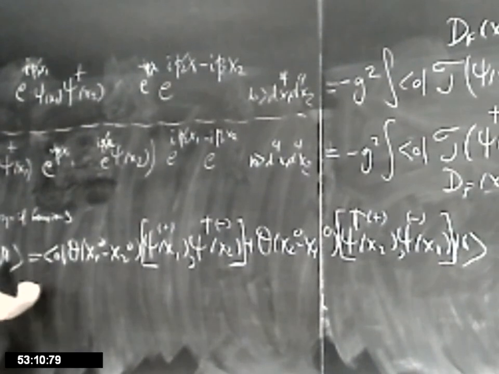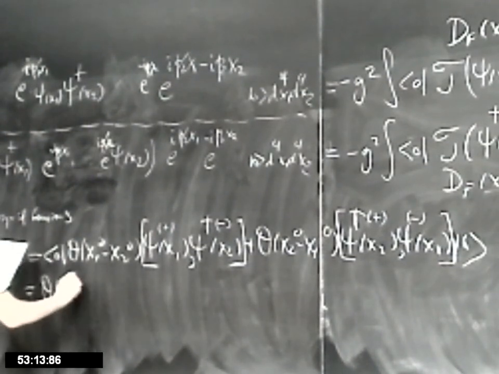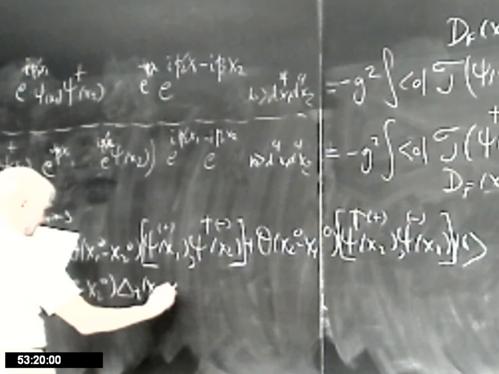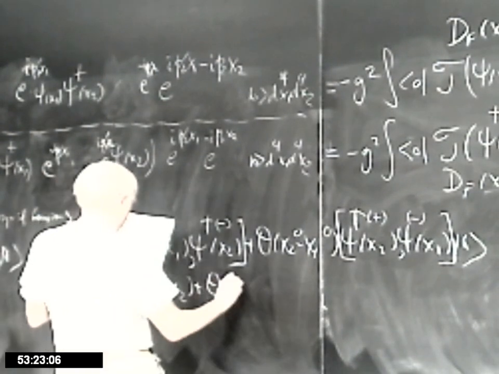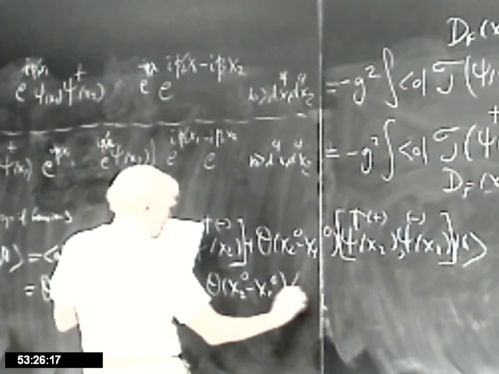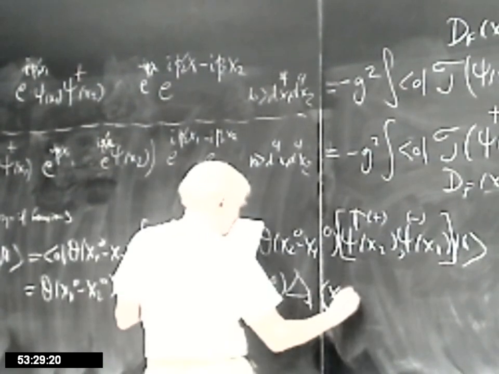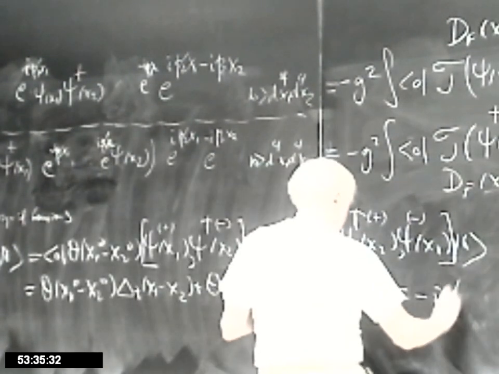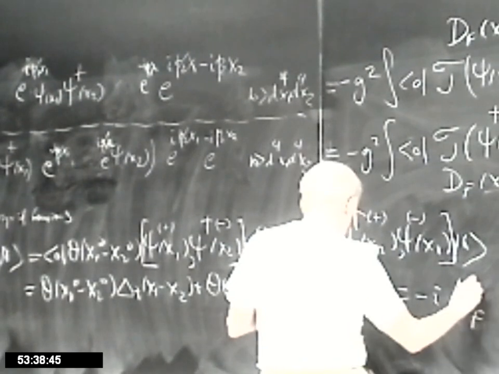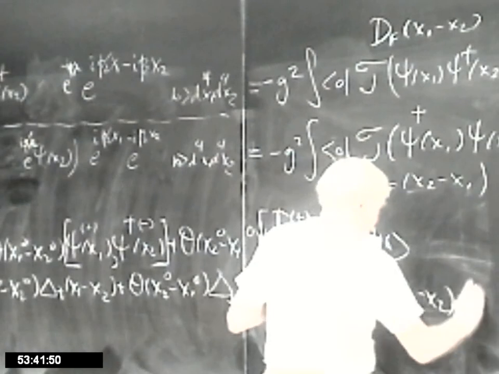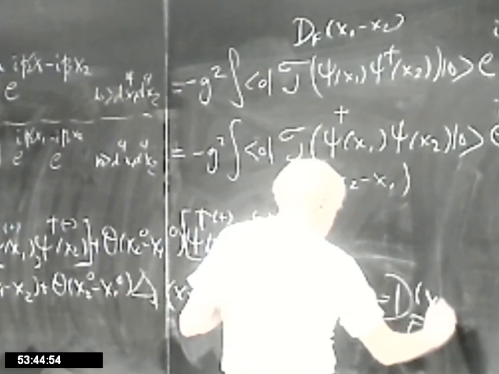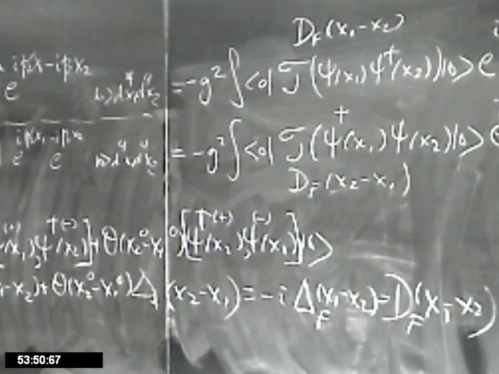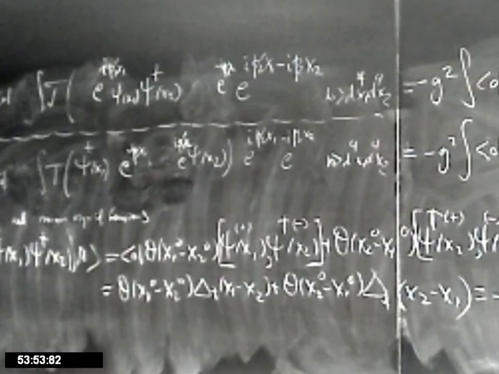And so this is equal to theta of x1^0 minus x2^0 delta plus of x1 minus x2 plus theta of x2^0 minus x1^0 delta plus of x2 minus x1. And this is what we call, either in Weinberg's notation, minus i delta F of x1 minus x2, or simply D_F of x1 minus x2. So that's what happens with the top time ordered product.